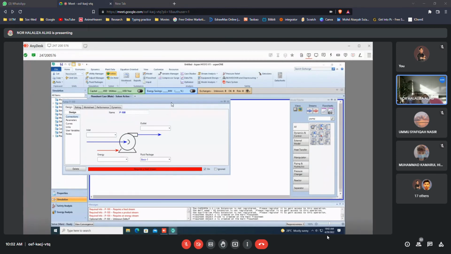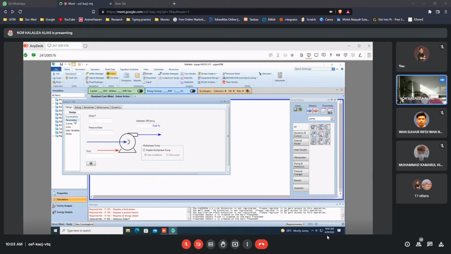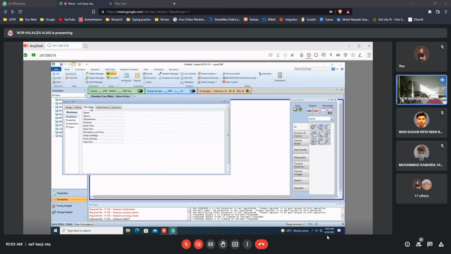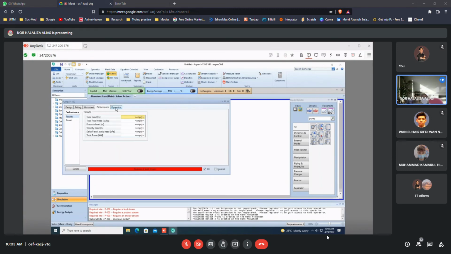Okay class, boleh follow sampai sini? Boleh. So now when it appear like this, you notice that at the left hand side dia ada connection dan dia ada parameters. Okay, so biasanya kita akan buat connection dulu. Ni under design, kalau rating yang ni kita tak kacau selalunya. Worksheet, performance, ini kemudian. Okay, biasanya untuk lab exercise 3 ni kita go to connection first.